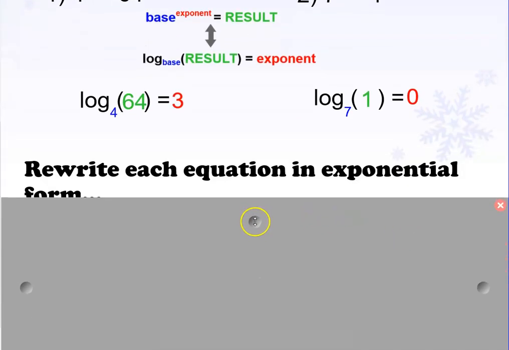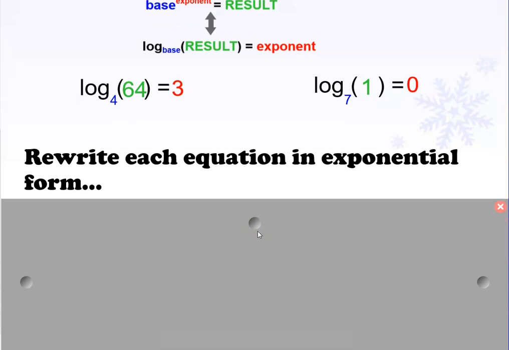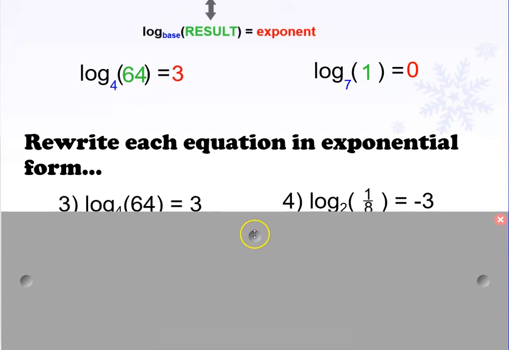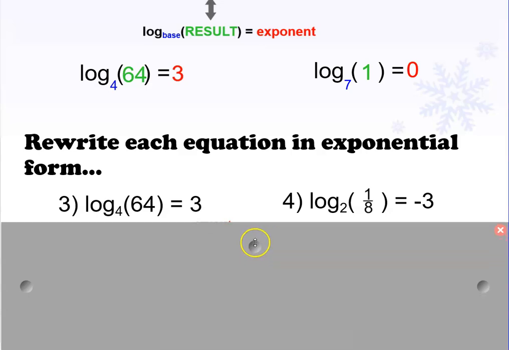Let's take a look now and see if we can switch and go from exponential to logarithmic form. So here we go. Log base 4 of 64 is 3. Log base 2 of 1/8 is -3. Let's see if we can put these in exponential form.